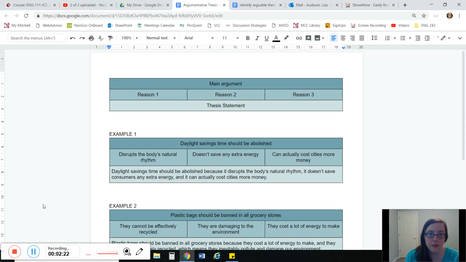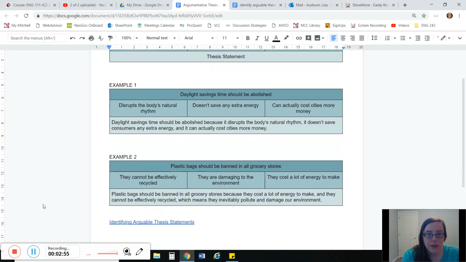Broaden your minds a little bit and just know that a thesis statement can make some really broad claims in terms of focal points, but that doesn't mean those are the only body paragraphs that it could cover. So let's say you have a main argument and you have 3 reasons. You can use these to formulate your thesis statement essentially. So if we're looking at the example here about daylight savings time, the main argument is that daylight savings time should be abolished. Okay, so that's an example.